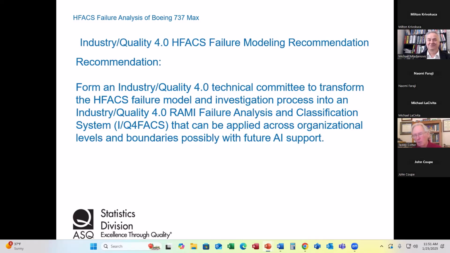Well, not only apply, but evolve and apply across organizational levels and boundaries, possibly with future AI support. I see Michael came on. Questions, comments? Yeah, Stephen, a great presentation, and thank you.